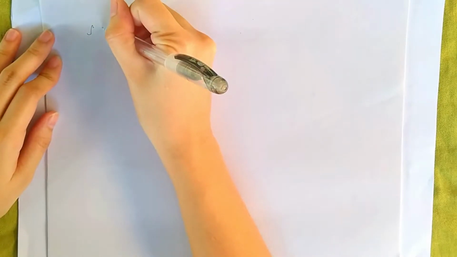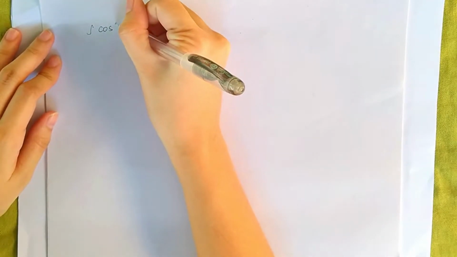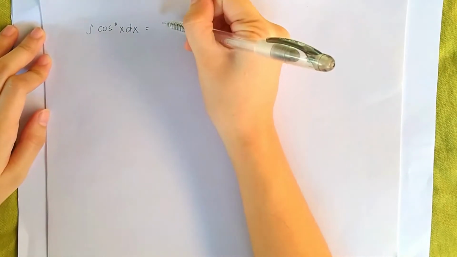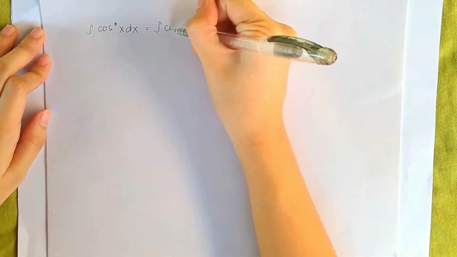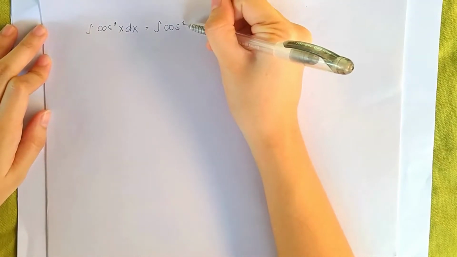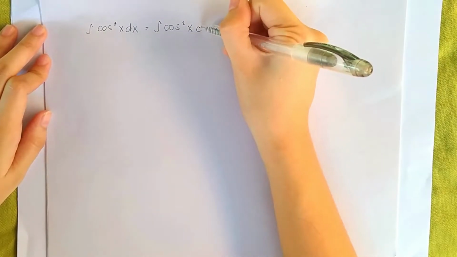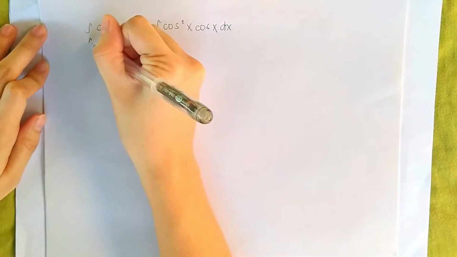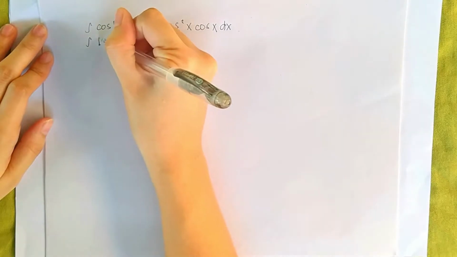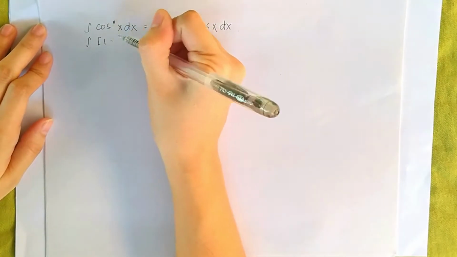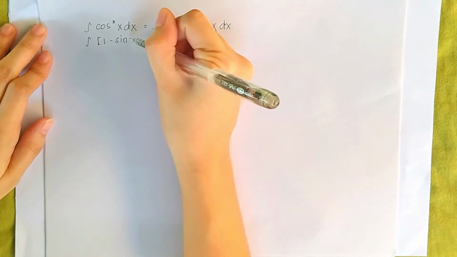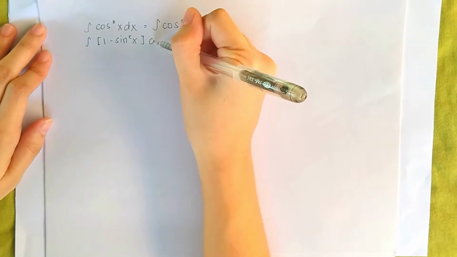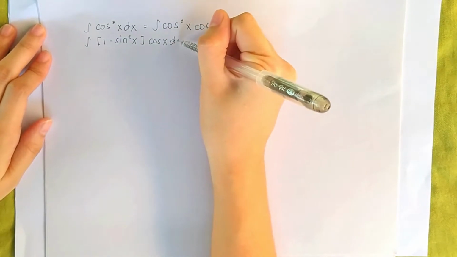What is the antiderivative of cosine cube x dx? So what I am going to do here is separate the cube power, so it will be cosine squared x times cosine x dx. So based on the example given, cosine squared x is equal to 1 minus sine squared x. So this will be times cosine x dx.